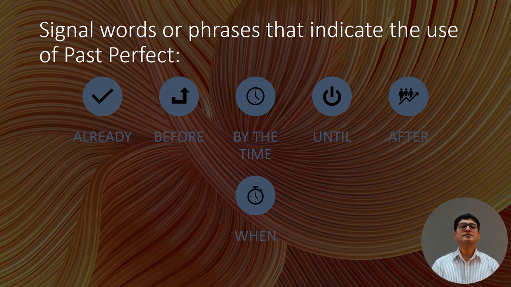Already. I had already eaten dinner by the time you called. Before. I called her before she had left for the airport. By the time. The police had already arrived by the time the fire was extinguished. Until. I didn't say anything until she had finished. After. After I had finished my homework, I went to the movie. When. When I got home, the guest had already left.